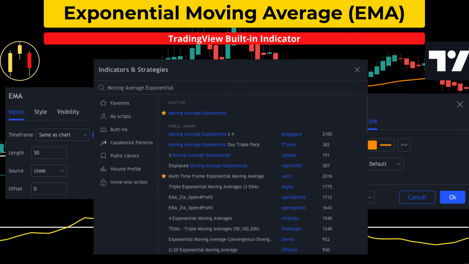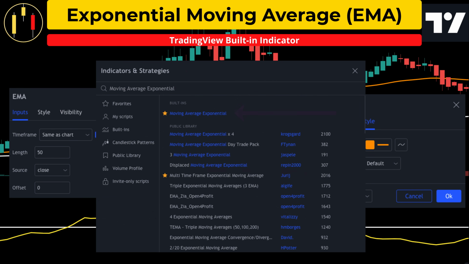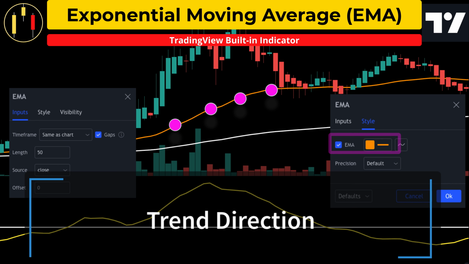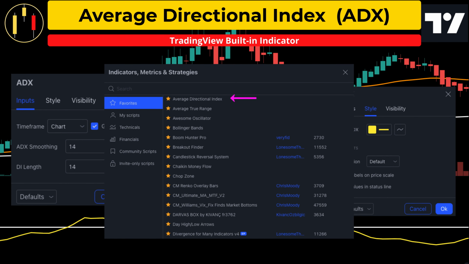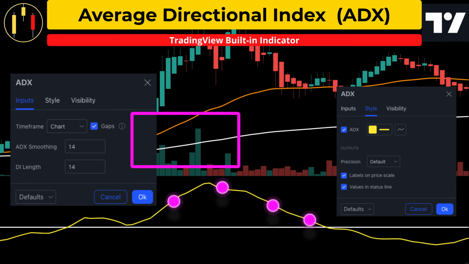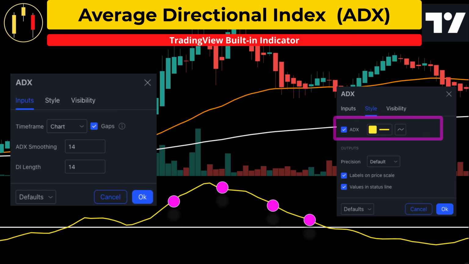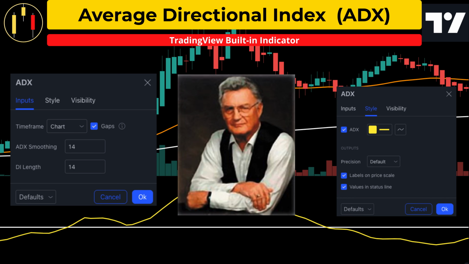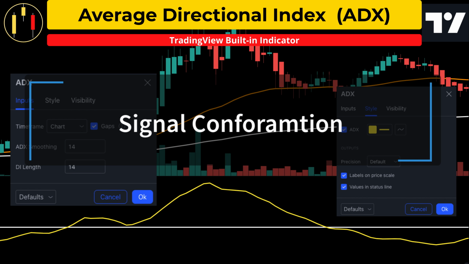The third study is another exponential moving average. The length will be set to 50 and colored in orange. The 50 EMA will work with the 200 EMA to determine the trend direction. The next study is the Average Directional Index, or ADX. Inputs will be kept at default, and I'm going to color it in yellow. In addition, I am going to place a white horizontal line at the 25 level of the indicator. The ADX is a Wilder indicator that attempts to determine the strength of a trend. In the Simple Volume Strategy, the ADX will be used to confirm entry signals.